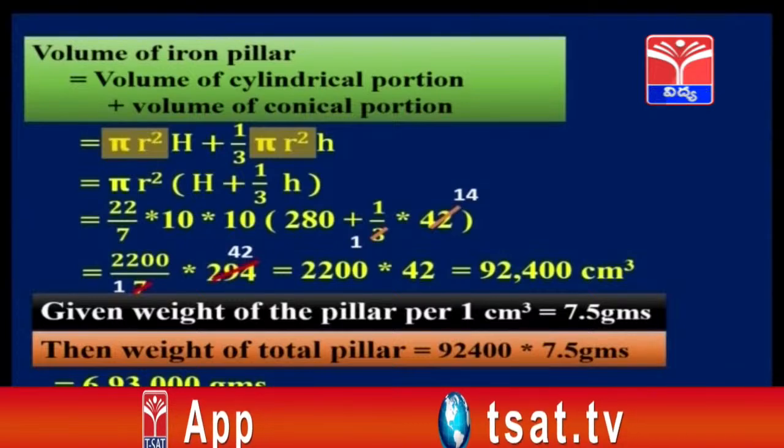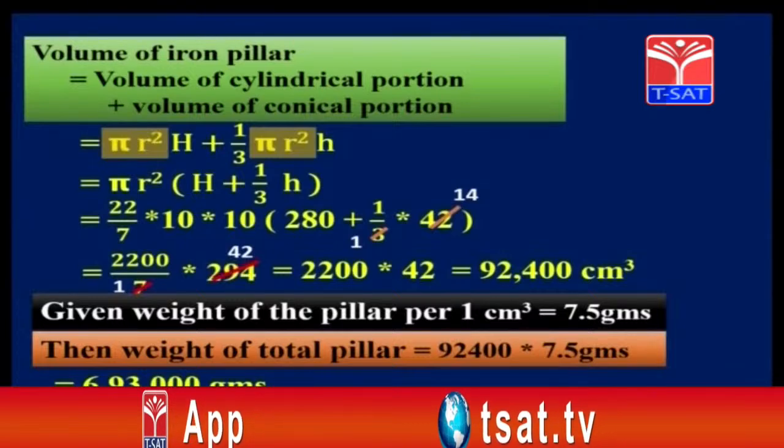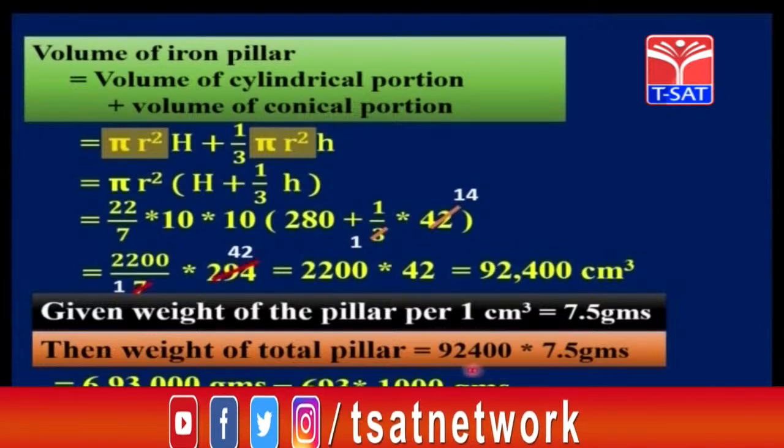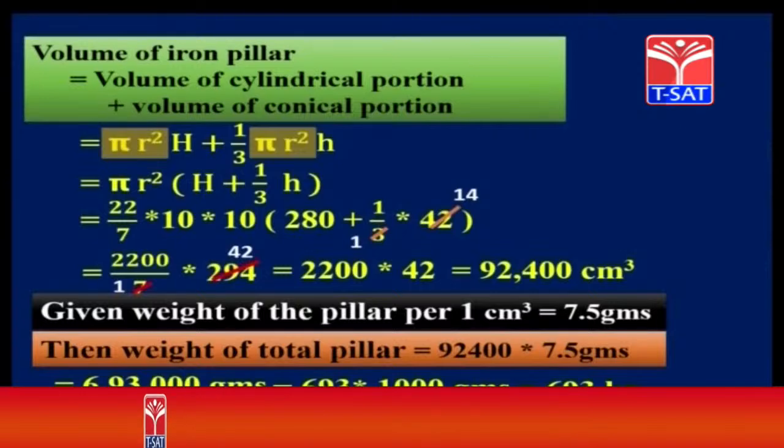6,93,000 grams. Now children, here convert this grams into kgs. So it is written like this, 693 into 1000 grams. So what is the value of 1000 grams, children, in kgs? It is 1 kg. So 693 kgs.